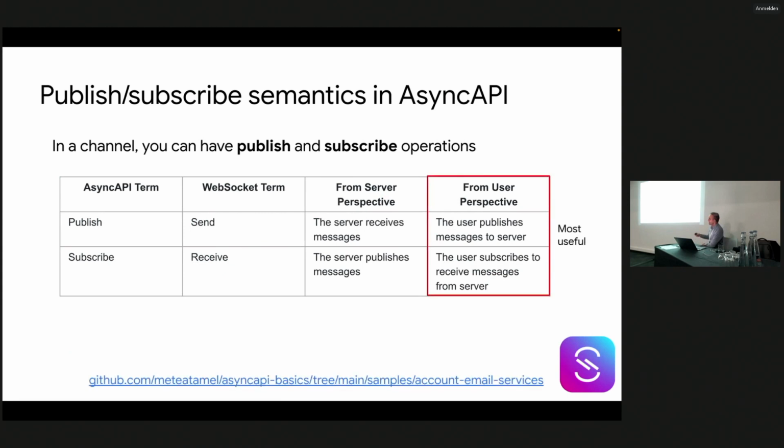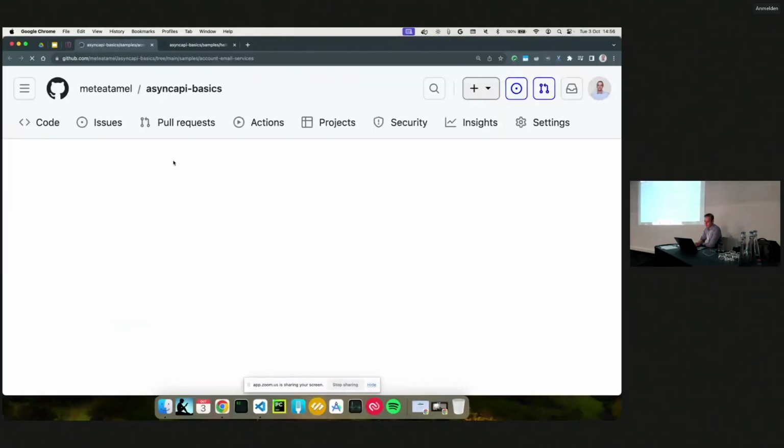But I think the user's perspective is the most useful one to think about. From the user's perspective, publish means the user publishes a message to the server, and subscribe means the user subscribes to that channel to receive messages. So just think of it that way, and then you won't get confused. And actually, I have this example. Maybe we can go through this quickly.